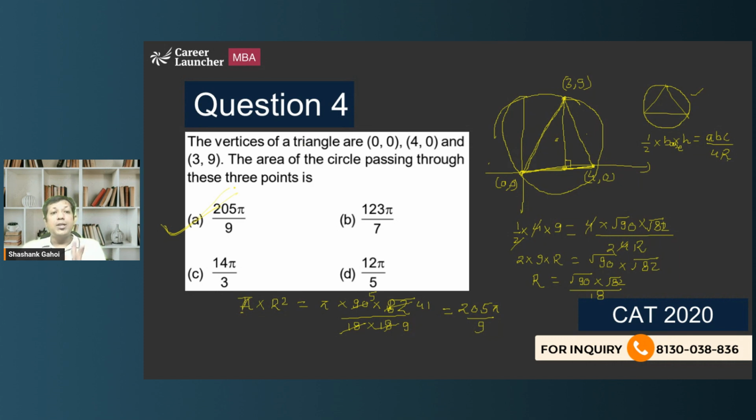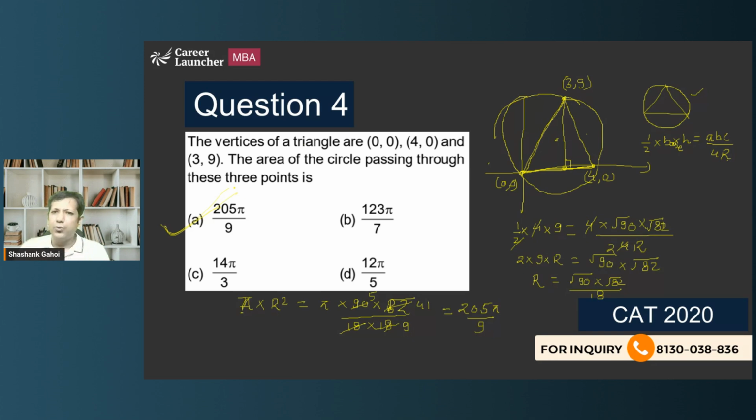So this question looks like a question of coordinate geometry, but this is a question of basic geometry. If you know the basic concept of geometry, you can easily solve this question. This won't take much time. But it looks like a question of coordinate geometry, and it gives you the feeling that you need to know the equation of the circle to get the answer of this question.